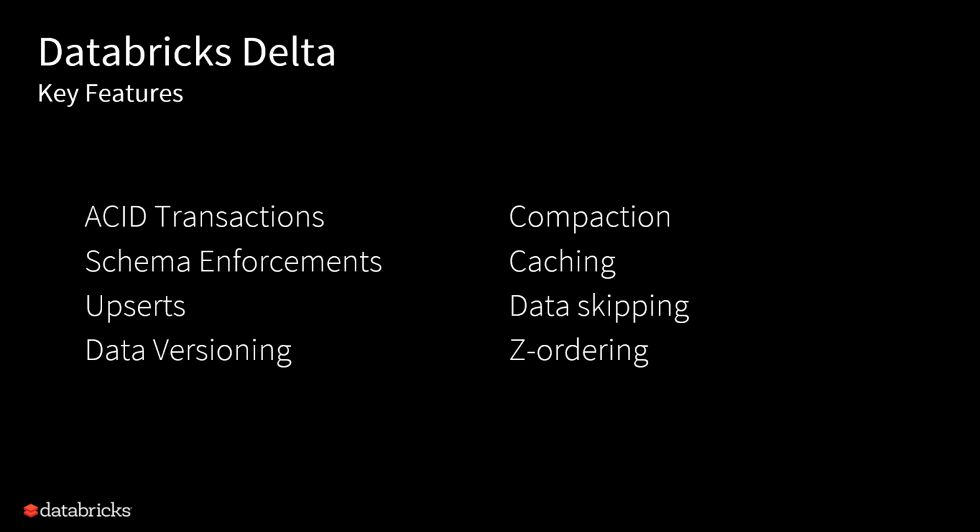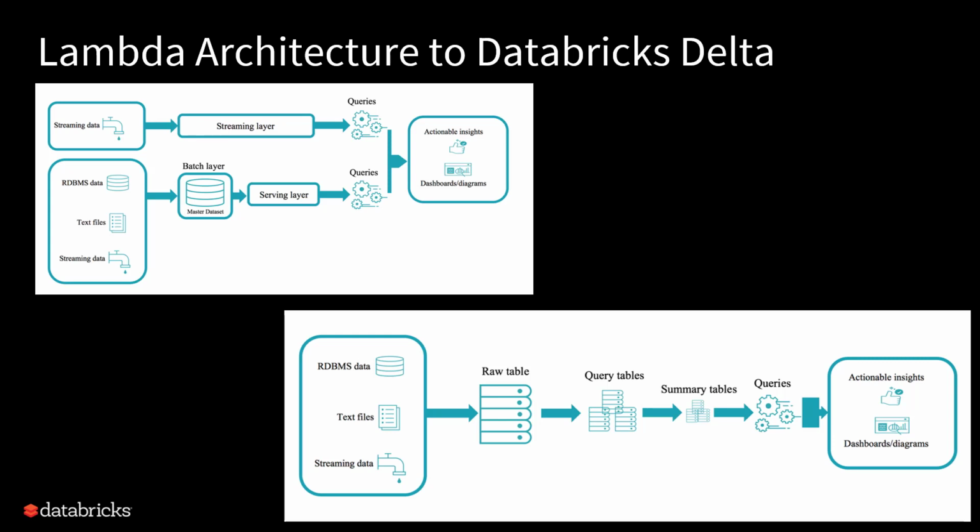Data skipping uses file level statistics to perform additional skipping of files during queries. This feature can be used with partitioning, which will increase the query performance even more. This is enabled by running a create data skipping index on a Delta table. Along with data skipping, you can use Z-ordering to allow data skipping to co-locate related information within the same set of files. Now let's take a look at the difference between Lambda and Delta.